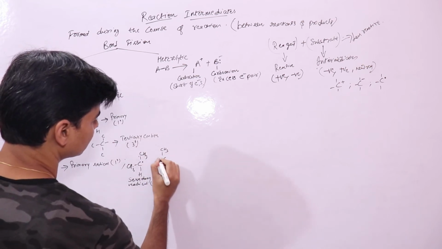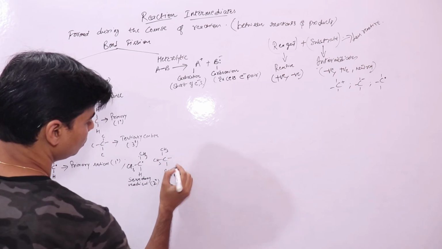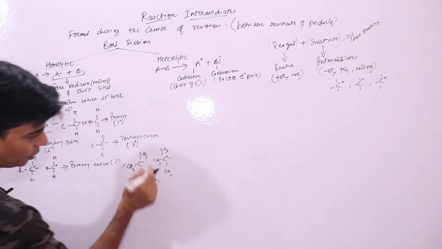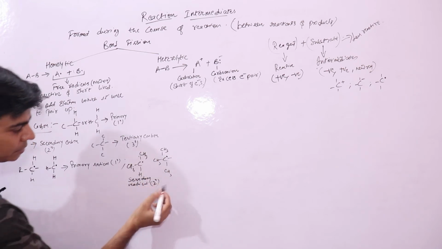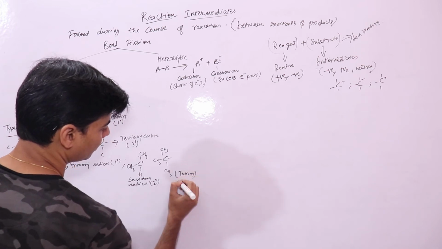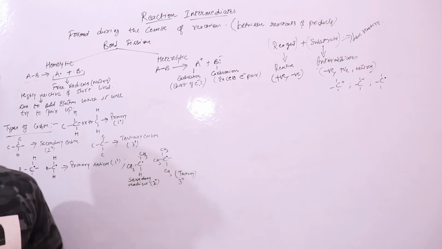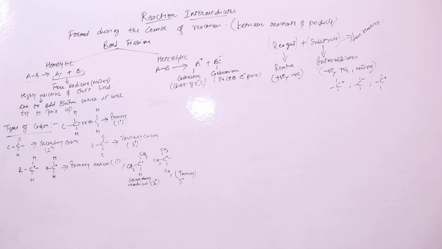Similarly, if your carbon atom is connected to 3 other carbon atoms, this is your tertiary, or your 3 degree free radical. So depending on the carbon atom, whether it is primary, secondary or tertiary, your free radical is also primary, secondary or tertiary. Remember, these free radicals always contain an unpaired electron, right? I hope this is clear.